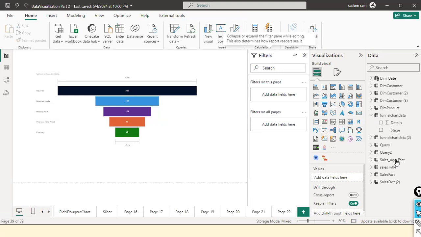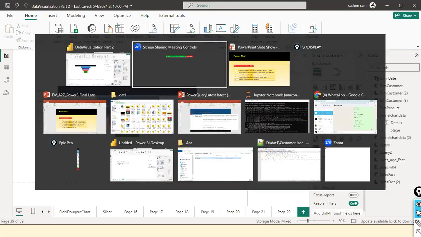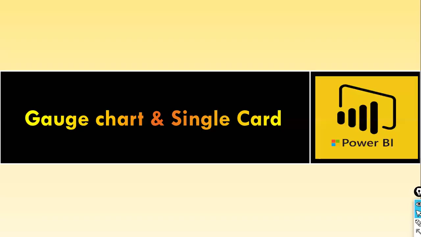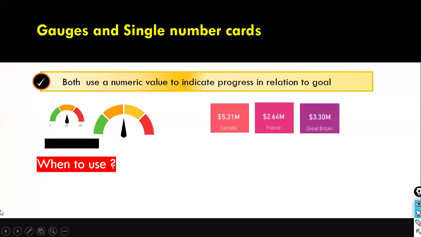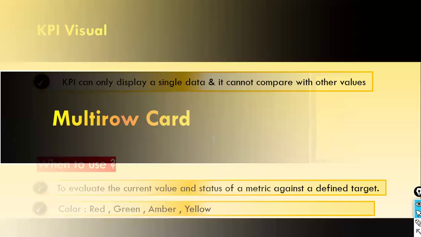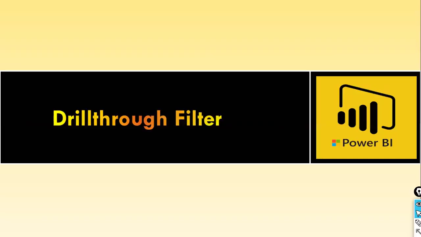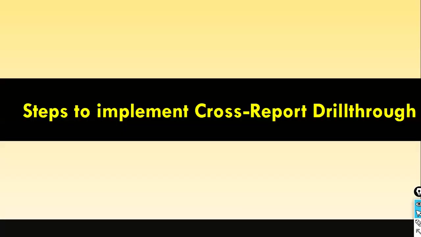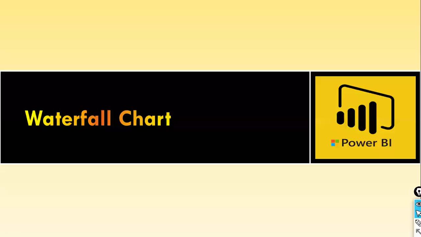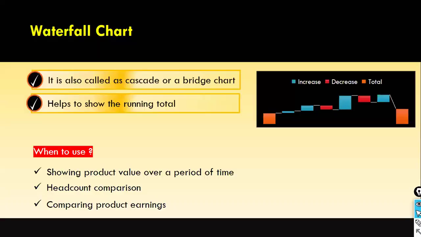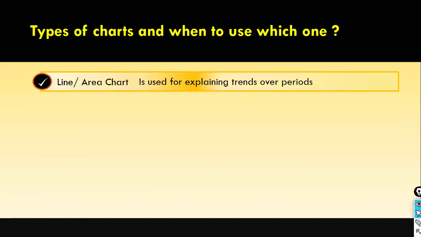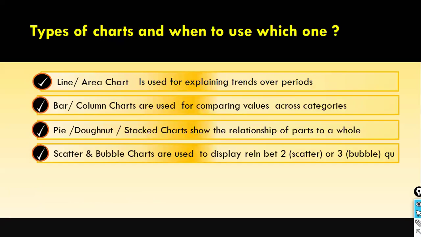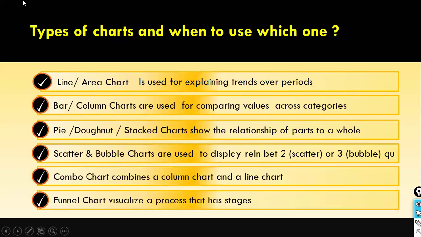So what is the next one? The gauge chart we already discussed. And single card, multi-row card, everything we discussed. KPI also, multi-row card also, and drill through filter. This will take time, so what we'll do is quickly jump into understanding the waterfall chart also. We have seen it. And the next one, yes, this is the one you need to be aware of.